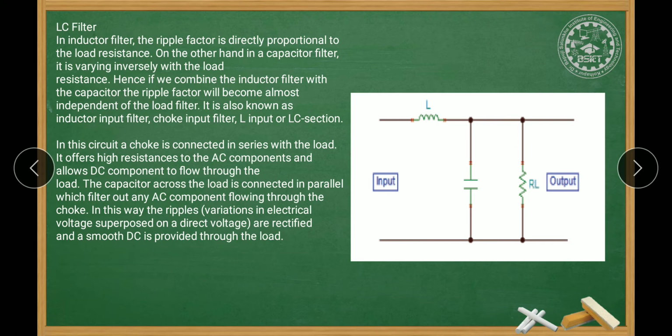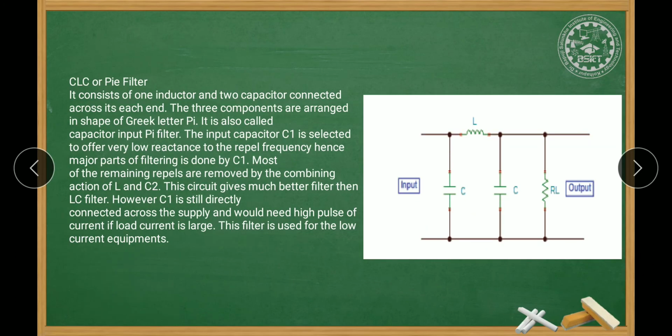In this circuit, a choke is connected in series with the load. It offers high resistance to the AC component and allows the DC component to flow to the load. The capacitor across the load is connected in parallel, which filters out any AC component flowing through the choke. So, in this way, the ripples are reduced. Ripples means what? Variations in electrical voltage superimposed on the DC voltage. So these variations are greatly reduced and a smooth DC is provided to the load.